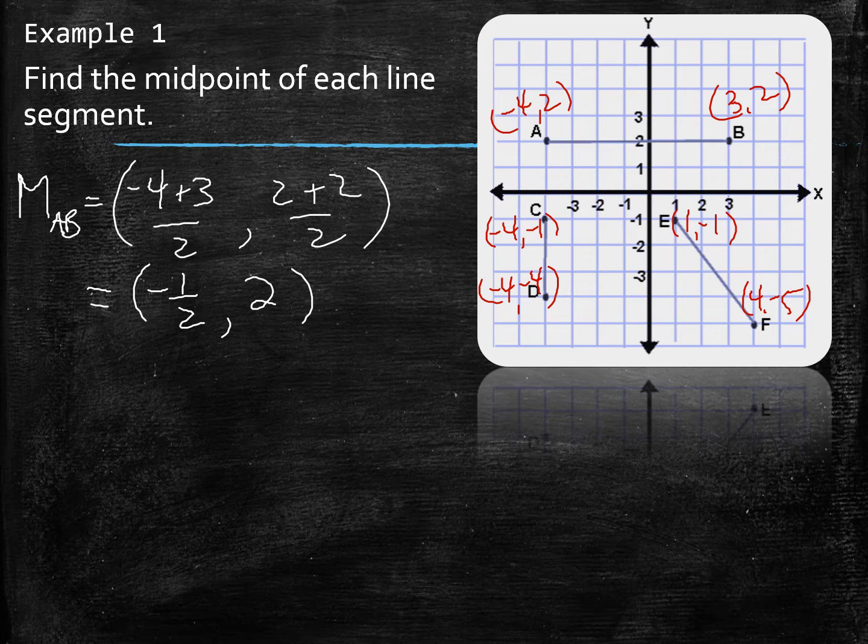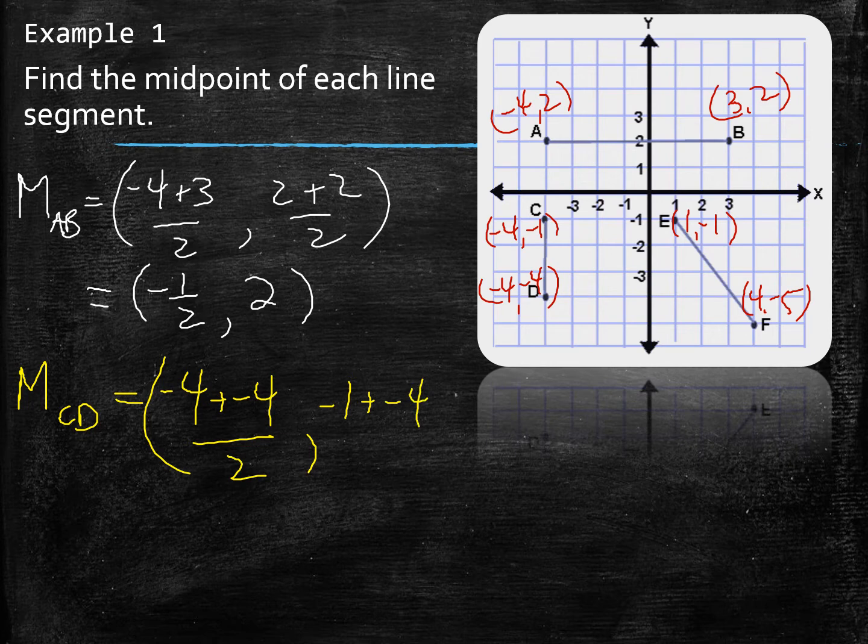Now we're going to find the midpoint of CD. Negative 4 plus negative 4, your 2 x coordinates, and negative 1 plus negative 4, your 2 y coordinates. Negative 4 plus negative 4 is negative 8, divided by 2 is negative 4. And negative 1 plus negative 4, so negative 5 divided by 2 is negative 2.5.